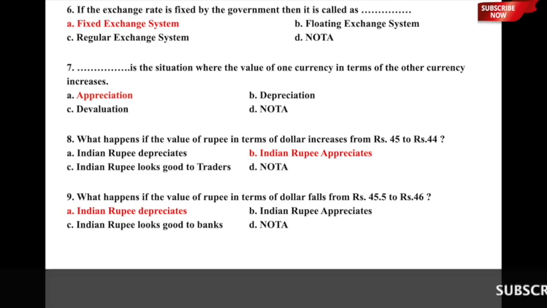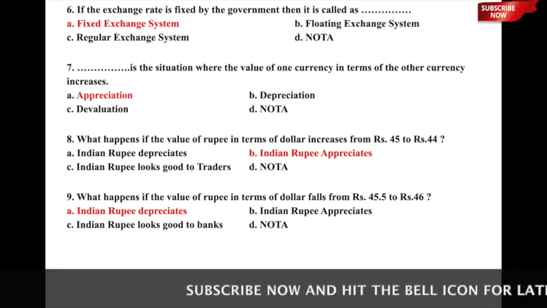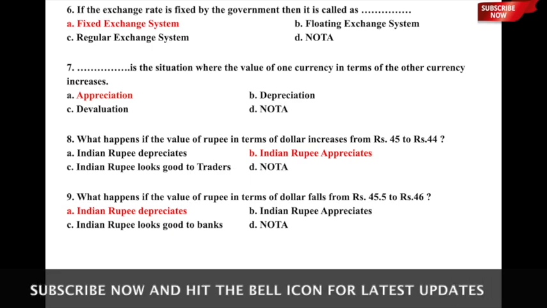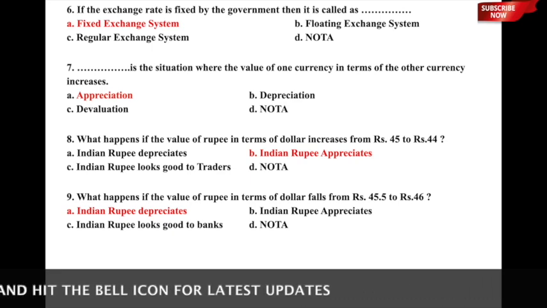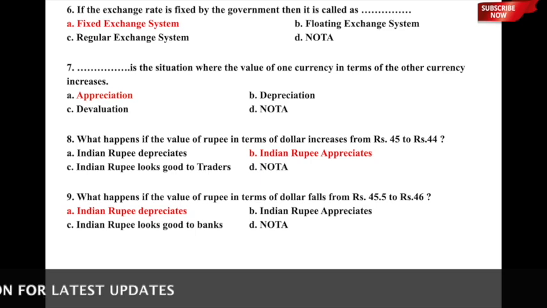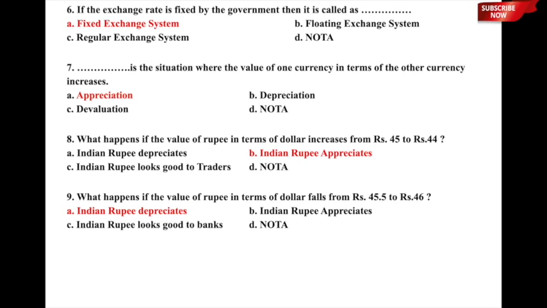Whether it is A, Indian rupee depreciates, B, Indian rupee appreciates, C, Indian rupee looks good to banks, or D, none of the above. So here again a situation wherein the value of rupee in terms of dollar has fallen down, and this situation is explicitly called Indian rupee depreciates or depreciation. So option A, Indian rupee depreciates, is the correct answer to this question. I hope the idea of appreciation and depreciation is pretty much clear with respect to these two examples. Very important concept as far as international economics is concerned.